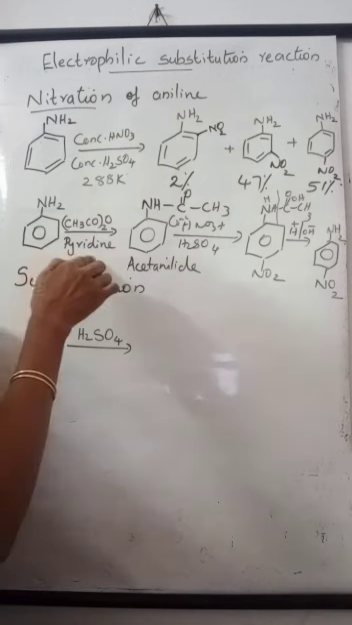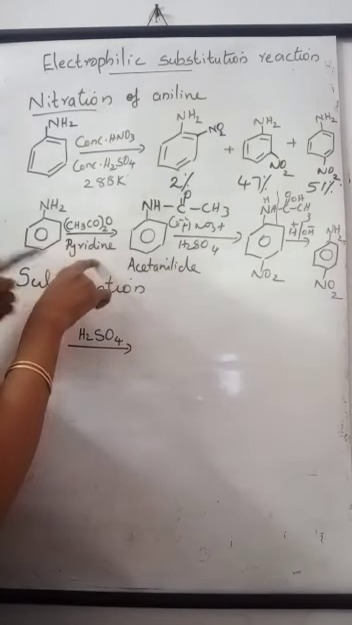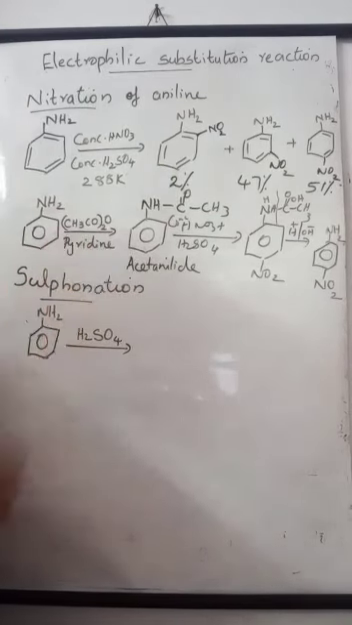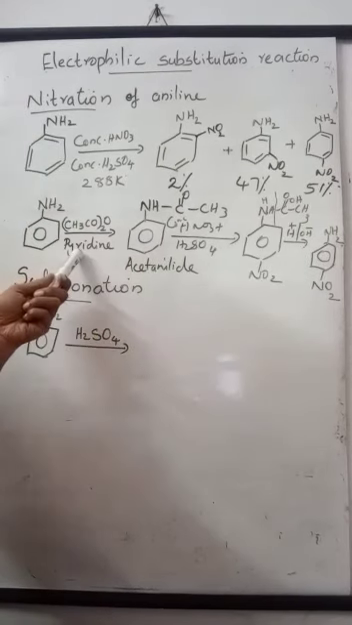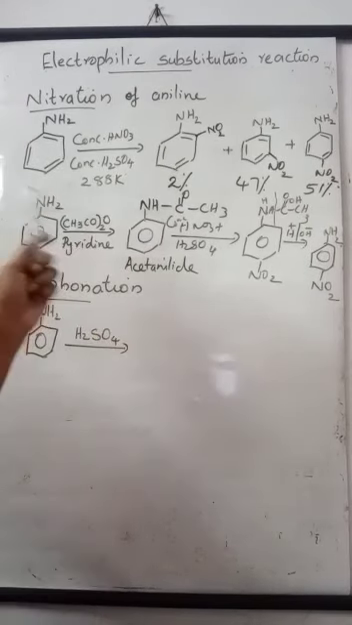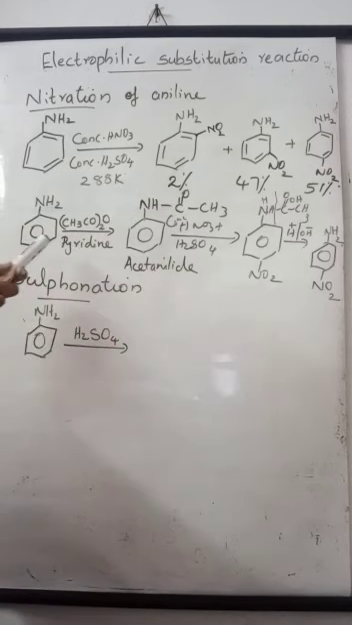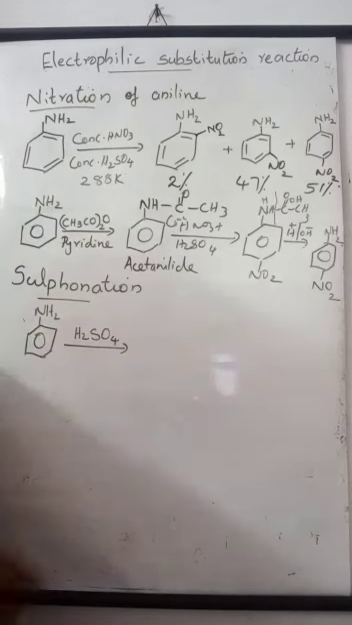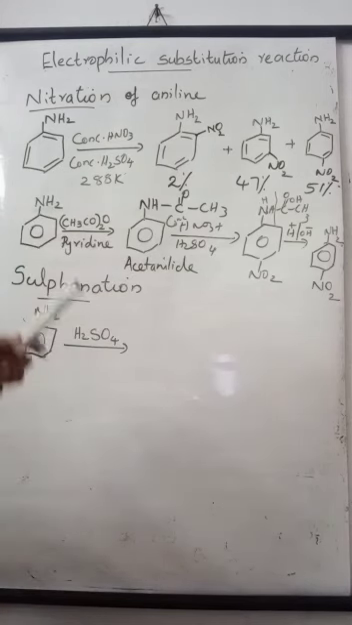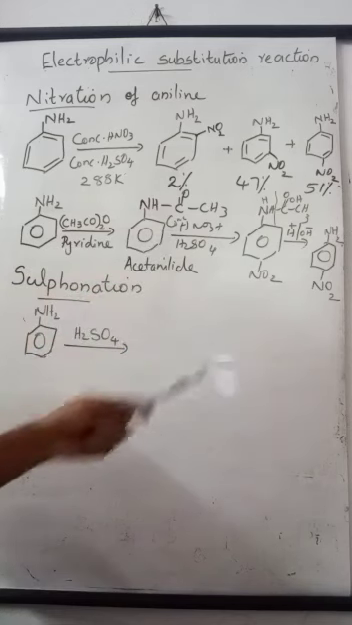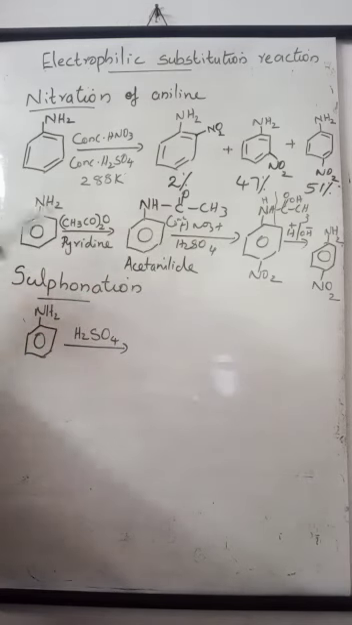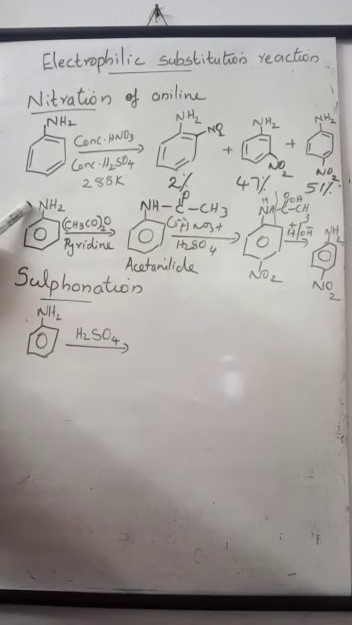The role of pyridine here is to neutralize the acid formed during the reaction. Pyridine is a base, so it would react with the byproduct acid and neutralize it, so that the equilibrium will be directed in the forward direction. So in order to obtain paranitroaniline from aniline, what to do? The acetylation reaction should be conducted in order to control the activation effect of the amino group.